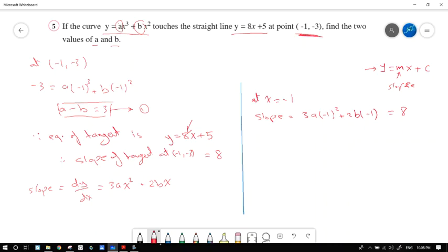So the new equation between a and b will be 3a minus 2b equals 8. So here I have two equations in two unknowns. The first one is a minus b equals 3, and the second one is 3a minus 2b equals 8. And I can find the solution of them algebraically by using the cancellation method. And finally, the value of a will be 2, and b equals -1.